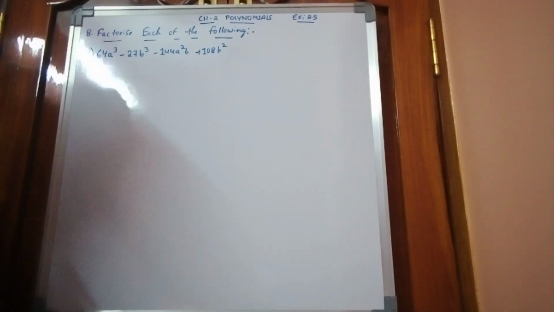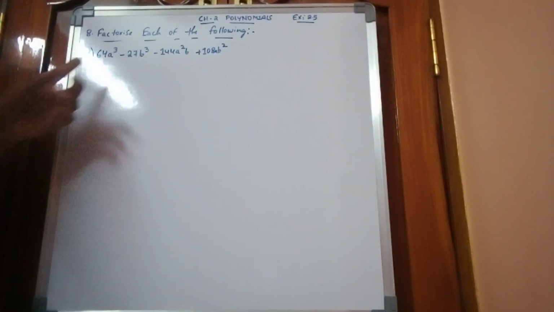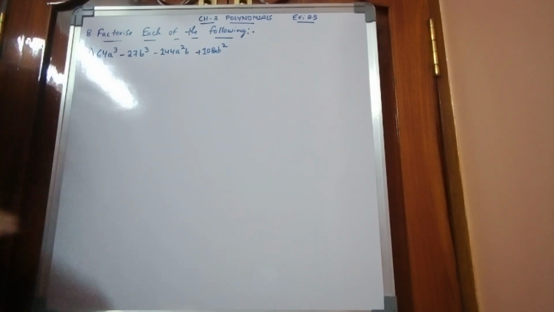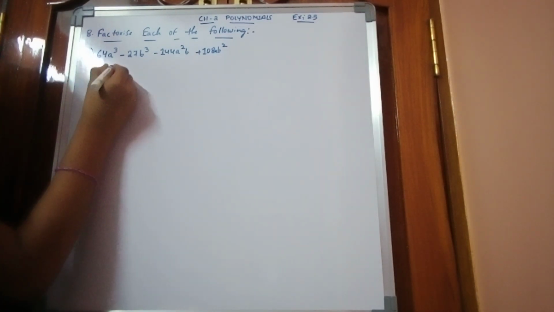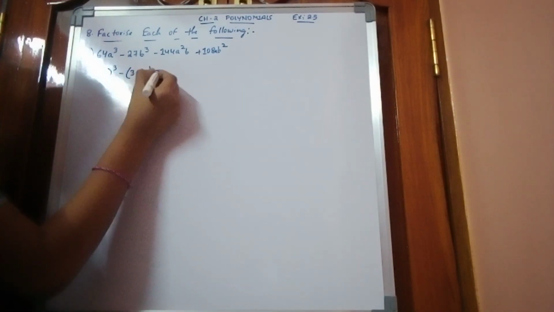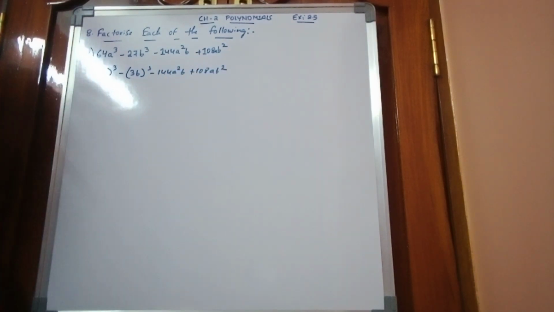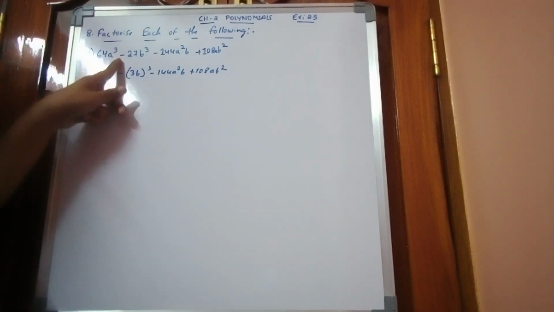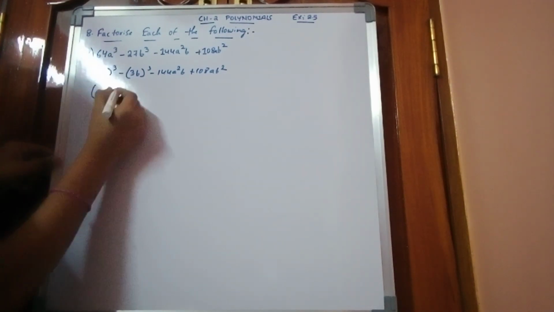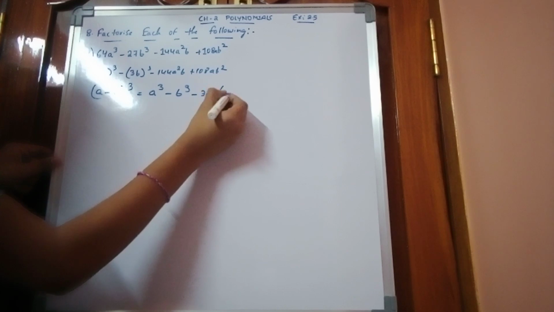Now see the fourth one: 64a cube minus 27b cube minus 144a square b plus 108ab square. So now 64 we can take as the cube of 4, 4 cube is 64 as you know. So (4a) whole cube, and 27 is the cube of 3, so (3b) whole cube, and 144a square b plus 108ab square as it is we can write. Now we have to use (a minus b) whole cube, that is a cube minus b cube minus 3ab of (a minus b).